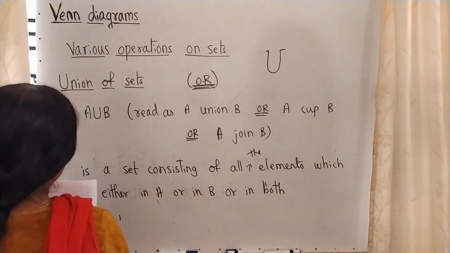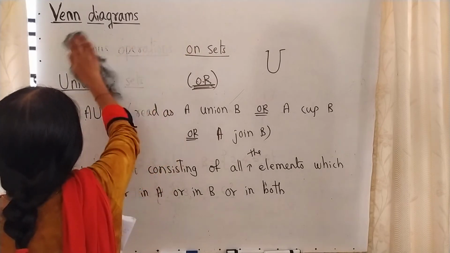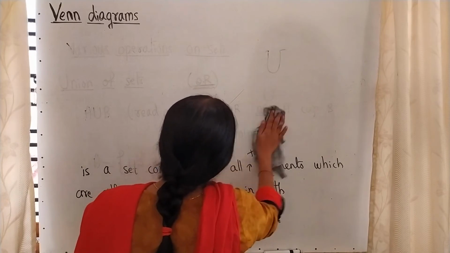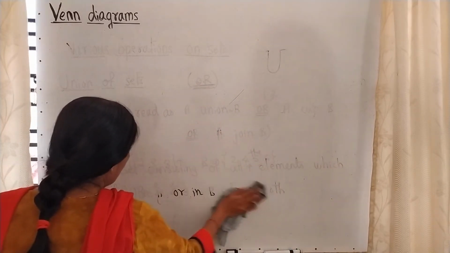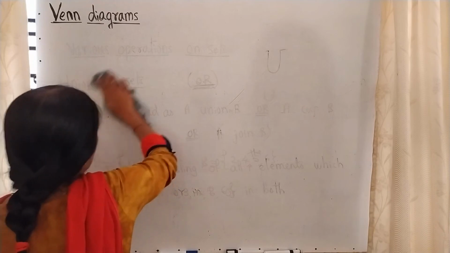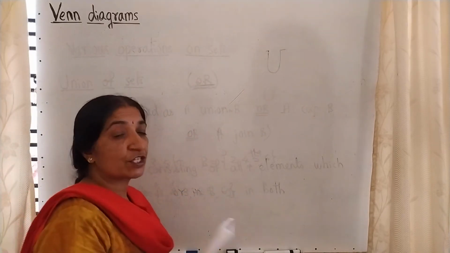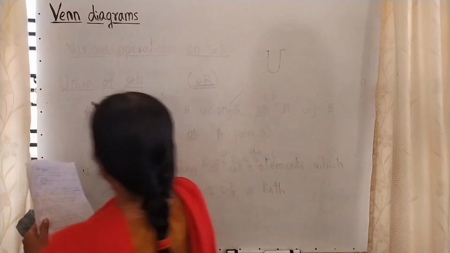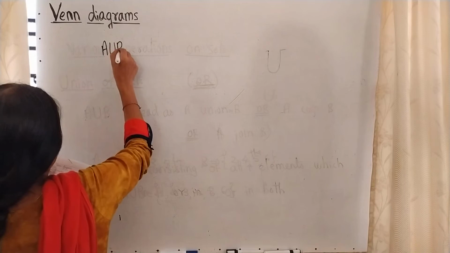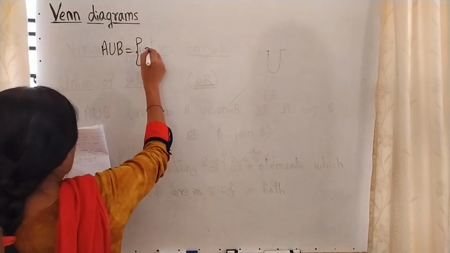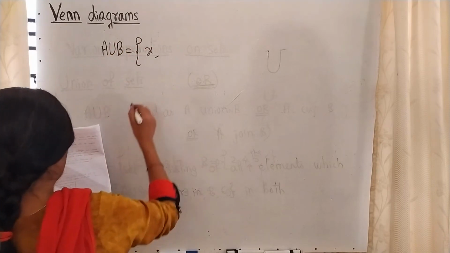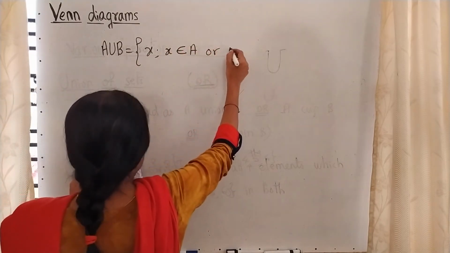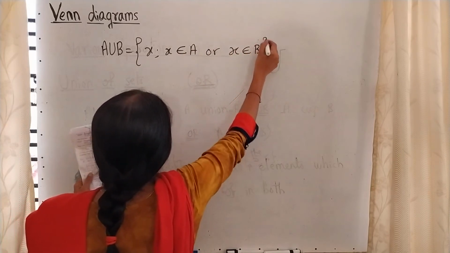And now I am explaining how to write A union B in the Venn diagram and how to write it in the set builder form. Now is it easy? Yes. Union is nothing but the elements which belong to either set A or set B or both. That is, A union B will be written as x such that x belongs to A or x belongs to B.